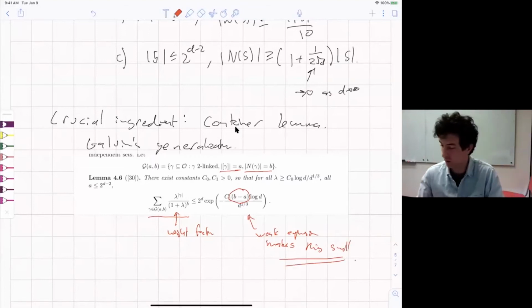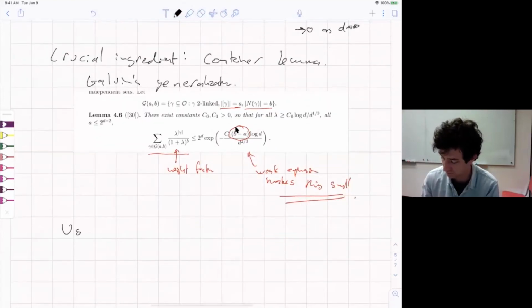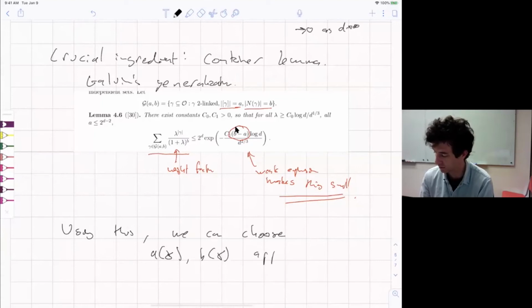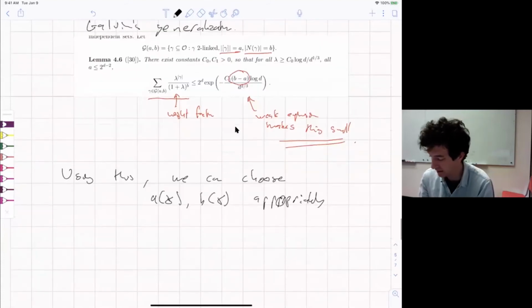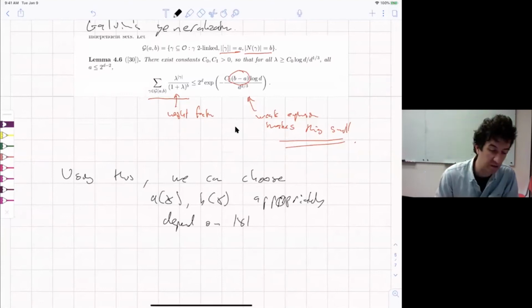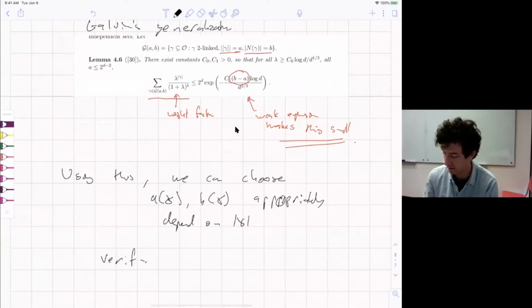Okay, and so I'm not going to go through the proof, but using this, we can choose A of gamma, B of gamma appropriately. So this is the A and B in the Kotecký-Preiss condition. And these will actually depend on the size of gamma, so it will be a piecewise function. It really depends on whether the size is at most D over 10, at most D to the 4, or bigger. We have these functions and we can verify the Kotecký-Preiss condition.